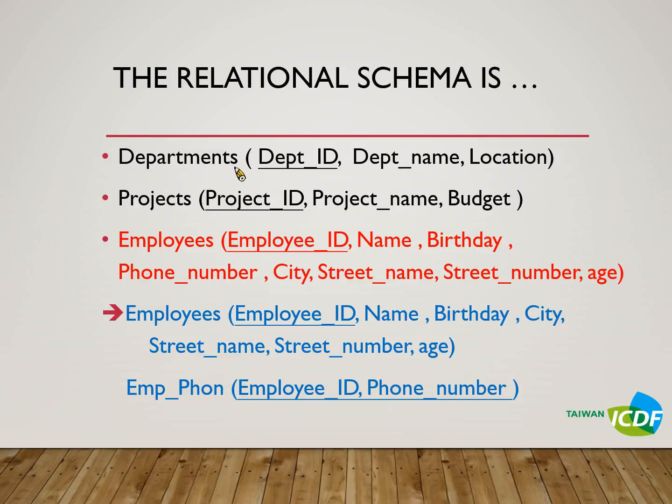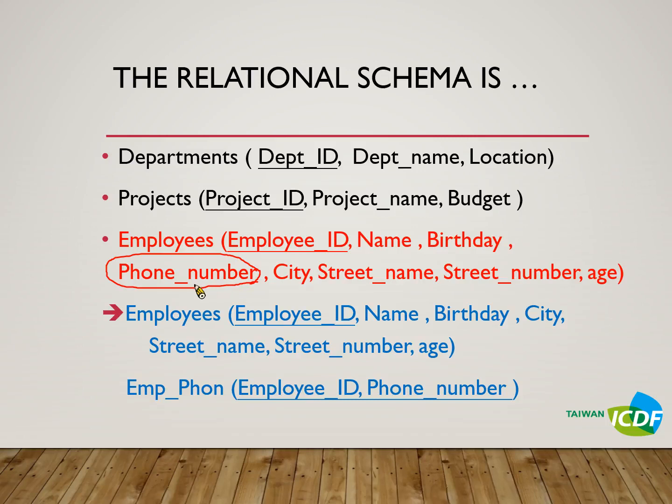In the departments table, department ID is the primary key since it's designated as the key attribute, and project ID is also indicated as the primary key of projects. As for the employees table, the primary key is employee ID. In addition, we have to notice the multi-valued attribute phone numbers exists in the employees table, because in the definition of relations, each attribute has to be atomic.